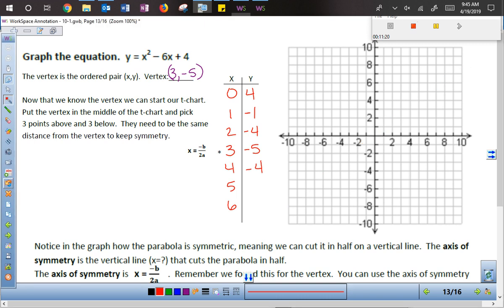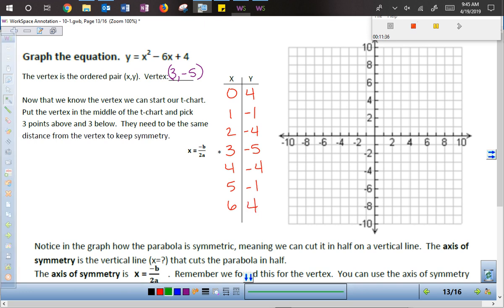Let's see what happens when I put in 5. When you substitute 5 back into your calculator, you should get a result of negative 1. Now let's try it again for 6. When you substitute 6 into your calculator, you should get a result of 4.